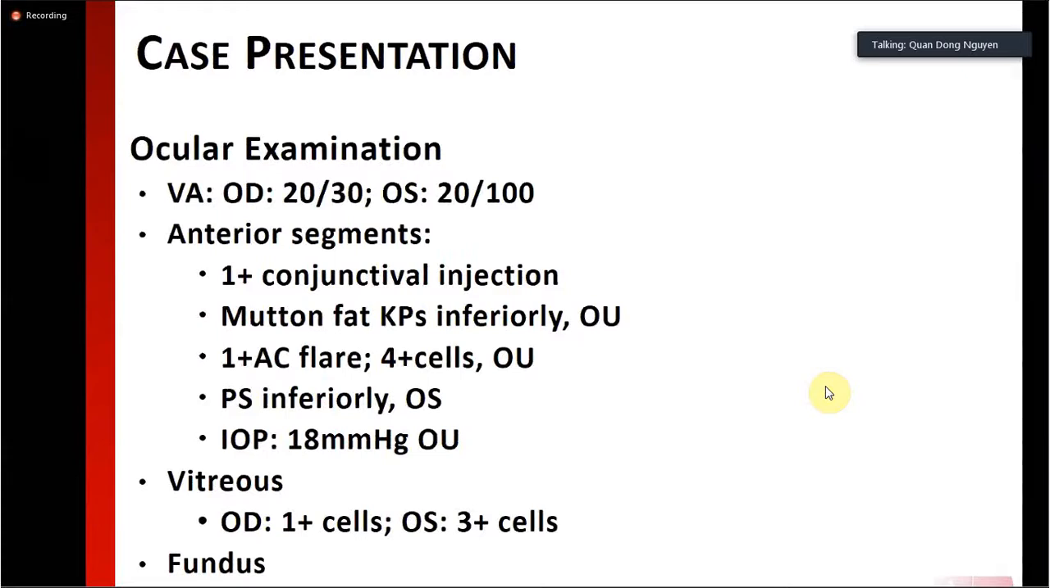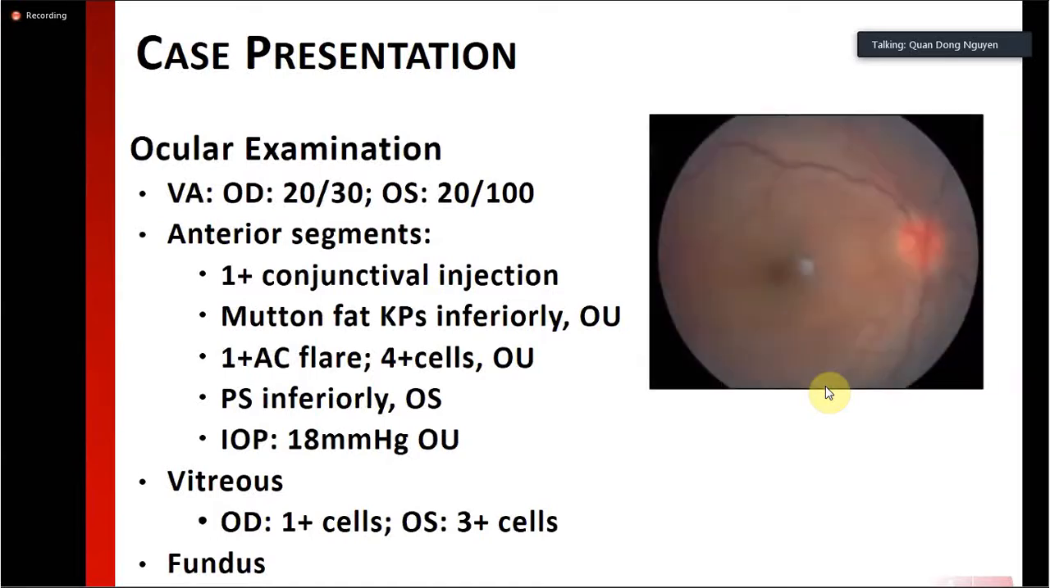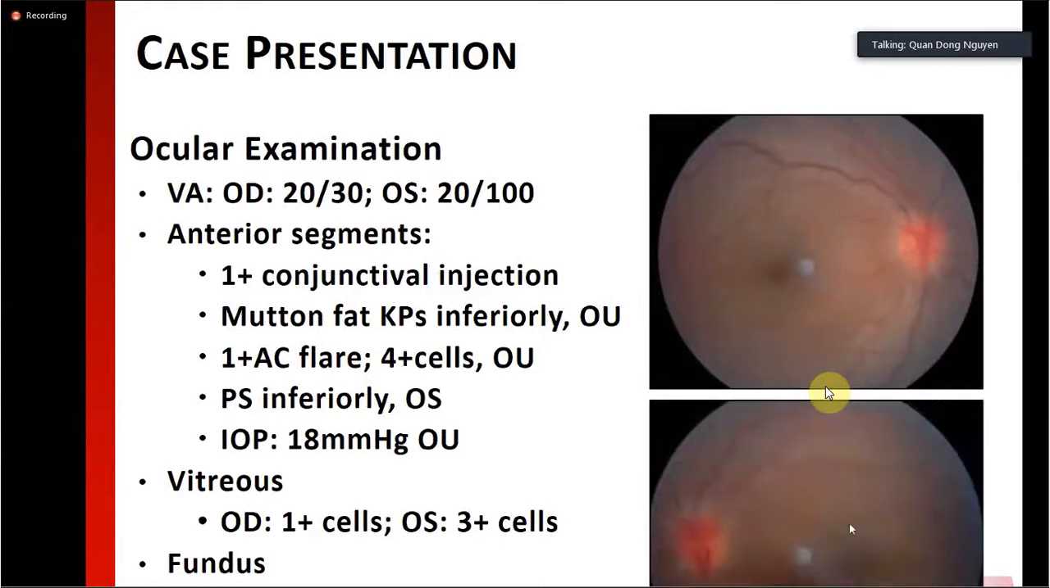On examination, visual acuity is about 20/30 and 20/100. The intersegment are shown as such. She does have significant anterior cell, 4+ cell. She has multi-fat KPs. She has IOP of about 18. And the vitreous also has some cell there as well. And this is her finding of the posterior segment. Right eye, left eye. Any thoughts so far?